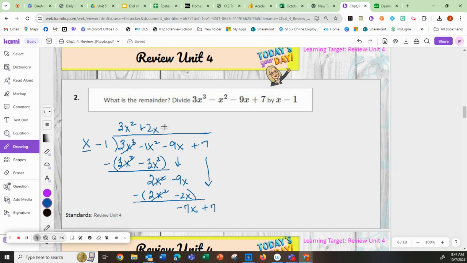x divides into -7x, -7 times. -7 times x is -7x. -7 times -1 is +7. Put all that in parentheses and subtract, and then whatever you get right here after subtracting is going to be your remainder. So negative 7x minus negative 7x will cancel, and 7 minus 7 will cancel, so our remainder is 0. They're asking for the remainder, and so your answer here would be 0.